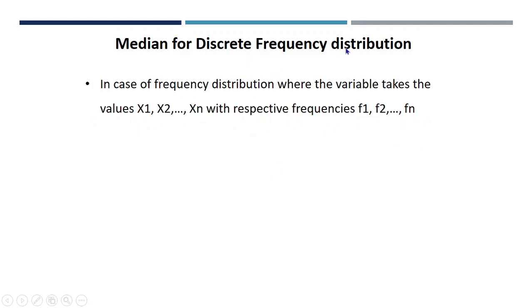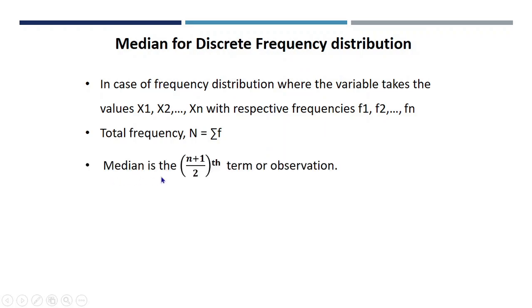For discrete frequency distribution, in case of a frequency distribution where the variables take the values x1, x2, x3, etc., xn with the respective frequencies f1, f2, f3, etc., fn. Here the total frequency is f1 plus f2 plus etc. plus fn, which is n.